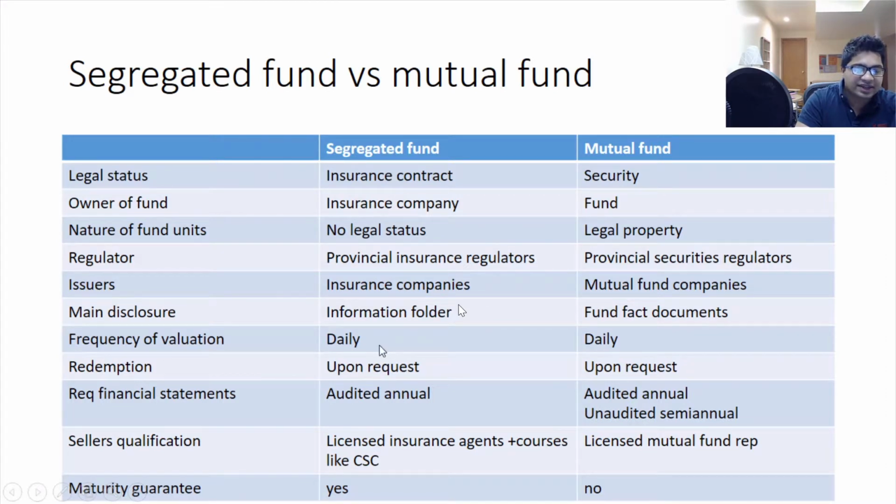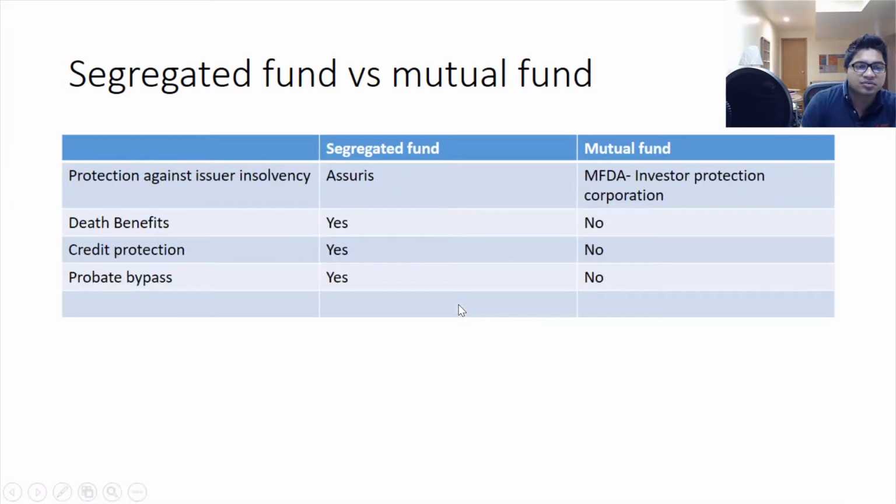Frequency of valuation: segregated funds are valued daily, and mutual funds are also valued daily. Redemption is upon request for both. Required financial statements: segregated funds need audited annual statements, while mutual funds have audited annual and unaudited semi-annual statements. Seller's qualification: you need to be a licensed insurance agent, plus courses like CSC. For mutual funds, you need to be a licensed mutual fund rep. Guaranteed amount: yes, in segregated funds, not in mutual funds. Protection against issuer insolvency is provided by Assuris. Meaning if the insurance company defaults, some kind of insurance is provided by Assuris. In the case of mutual funds, it is provided by the MFDA Investor Protection Corporation.